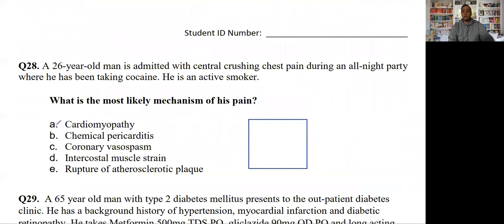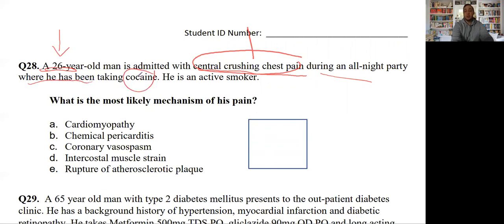A 26-year-old man presents with central crushing chest pain. Usually the most important differential of central crushing chest pain is ACS, which is acute coronary syndrome. But in this age group, it's unlikely to be acute coronary syndrome. So during an all-night party where he has been taking cocaine, he is a drug abuser using cocaine, and he is an active smoker.